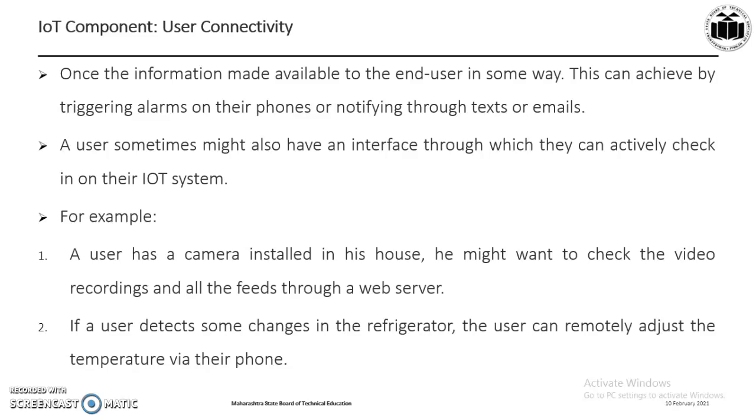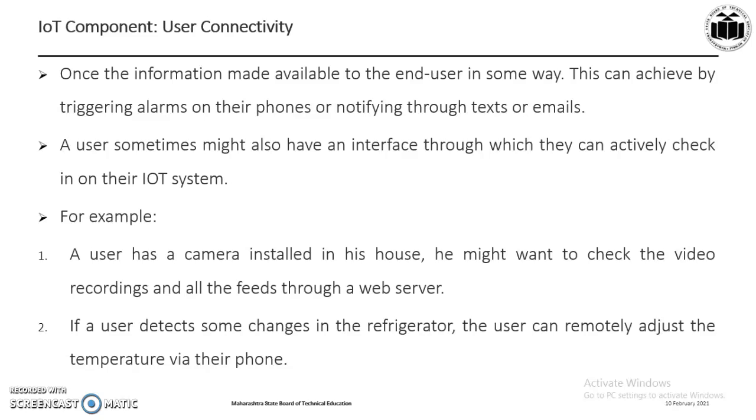Once the information is made available to the end user, this is done by user connectivity, which can be achieved by triggering alarms on their phones or notifying through text or emails. A user sometimes might also have an interface through which they can actively check in on their IoT system.